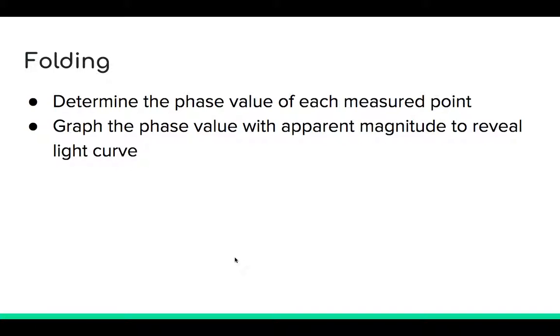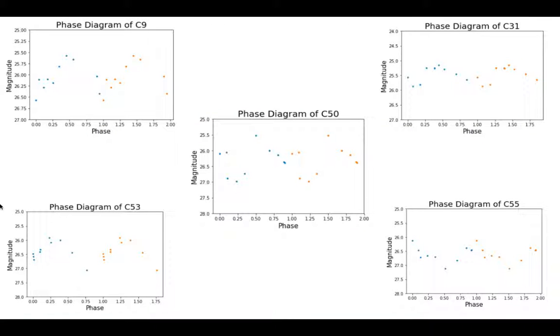So we used folding to determine the phase value of each measured point, and we graphed the phase value with apparent magnitude to reveal the light curve. And that's this. We projected the phase to 2, so this is 2 phases, not just one cycle. So using Python, we're able to construct the plots of 5 different Cepheids. The phase diagrams give you the period, and multiple points occupy the same curve within the period. There's some error in guess and checking this process with the phases.